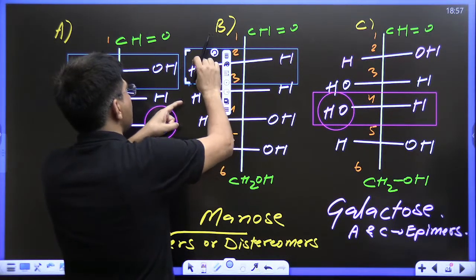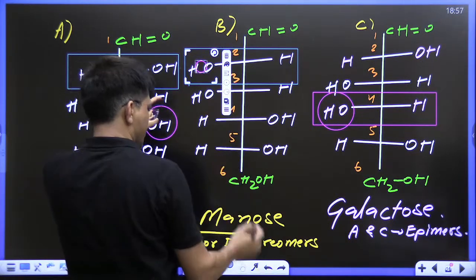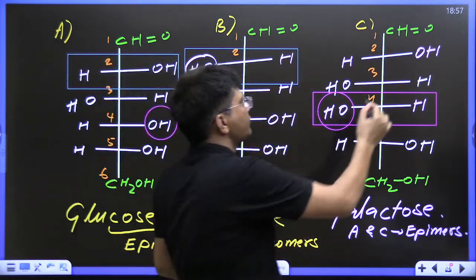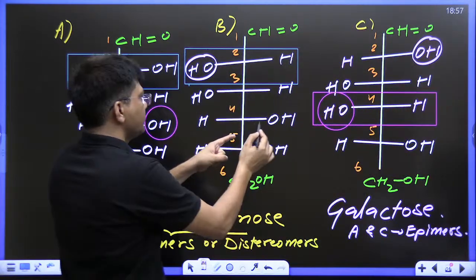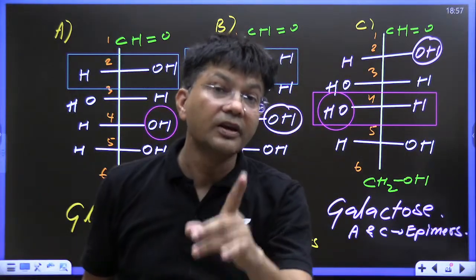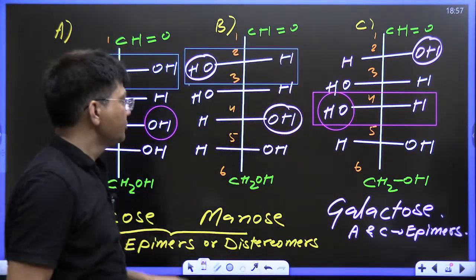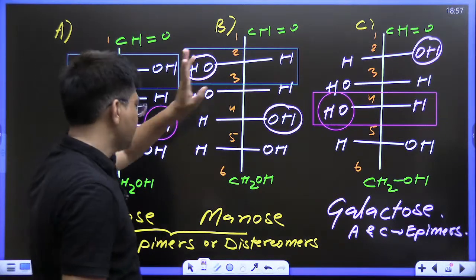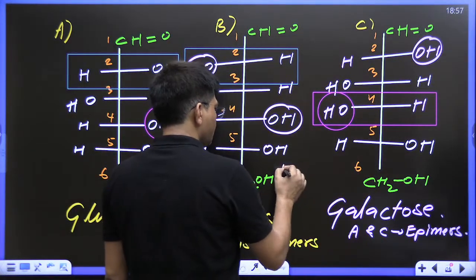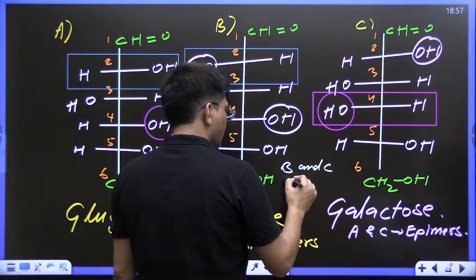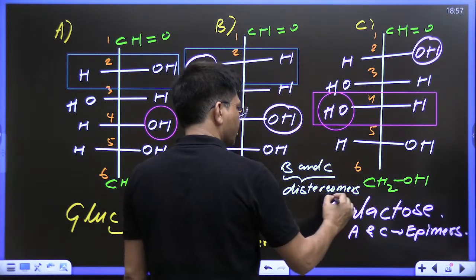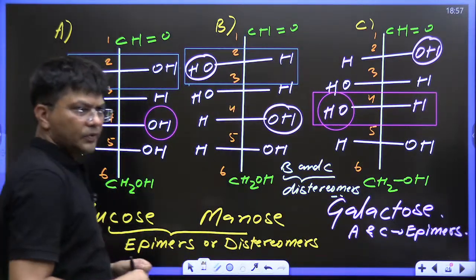See, this OH is on the right hand side, and this one is on the left hand side. They differ at 2 carbons, so they are not epimers. They are diastereomers because they are not mirror images. So B and C are diastereomers. Now, this is clear to all of you.